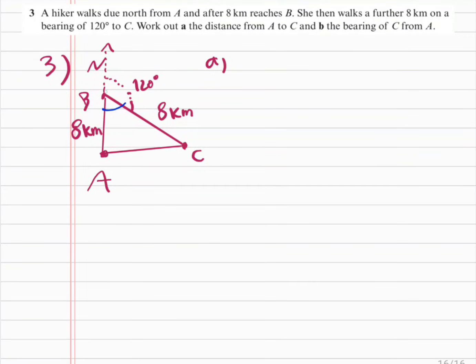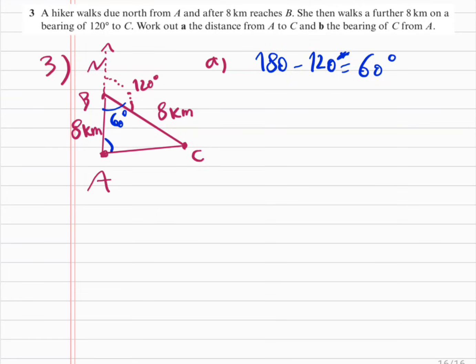And we know that this is a vertical line, so this angle is in total 180 degrees. So we do 180 minus 120 degrees. So this is 60 degrees. Here is 60 degrees. Now, the interesting part is that BC is 8 kilometers. BA is also 8 kilometers. So the first thing that we can say is that this is an isosceles triangle. But actually, this is an equilateral triangle.